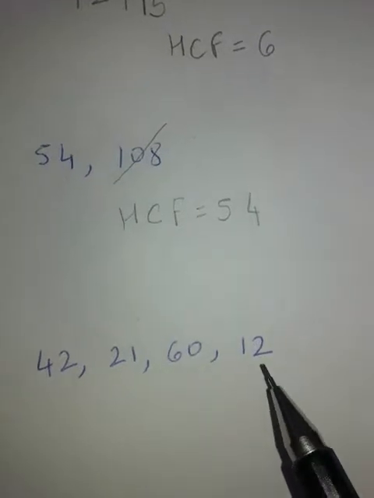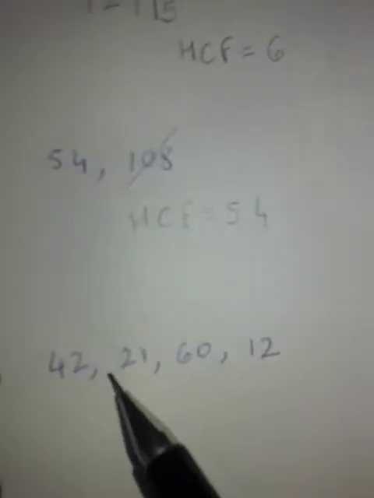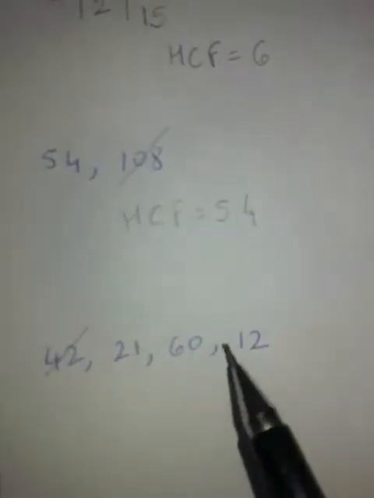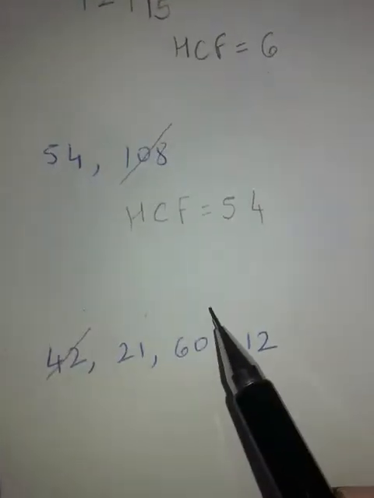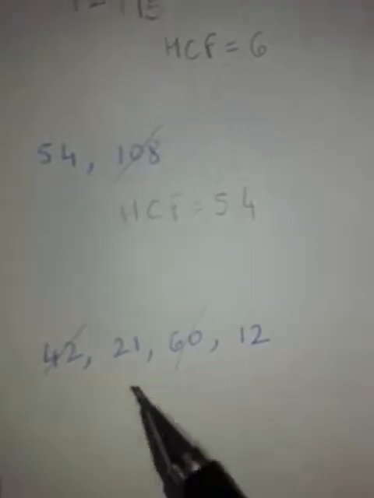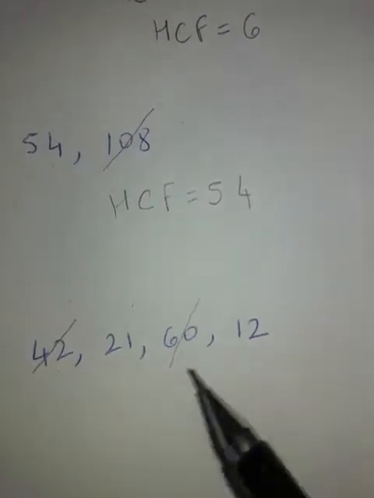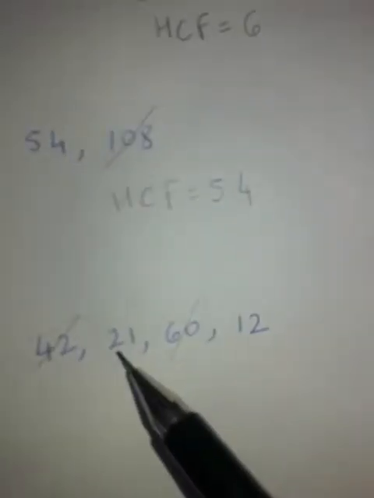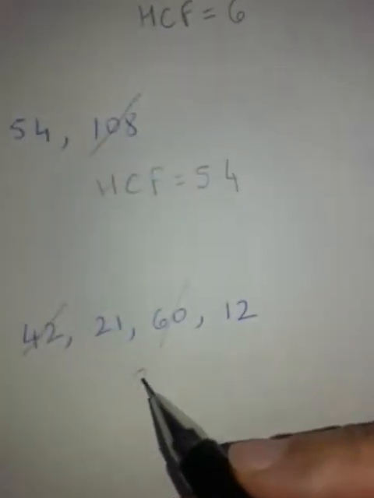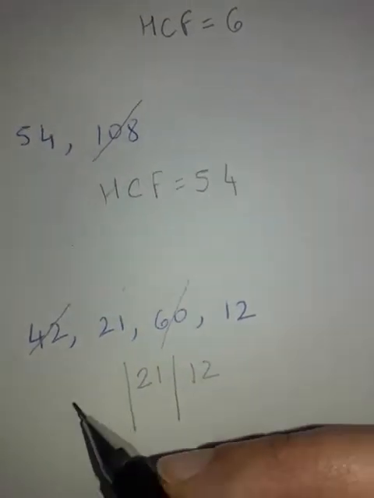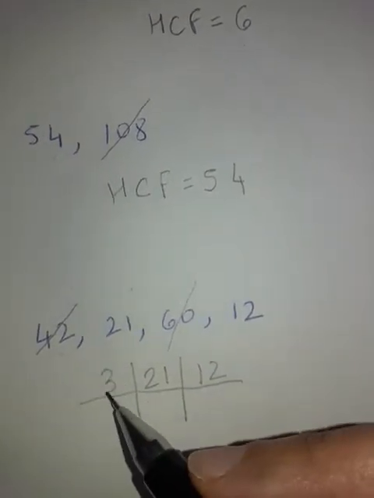Next example, 42, 21, 60 and 12. What do I observe here? 21 2s are 42. This is a multiple. 12 5s are 60. This is also a multiple. 21 and 12, right now they are not multiples of any number in this list. So I'm left with 21 and 12. I notice 3 as a common factor.